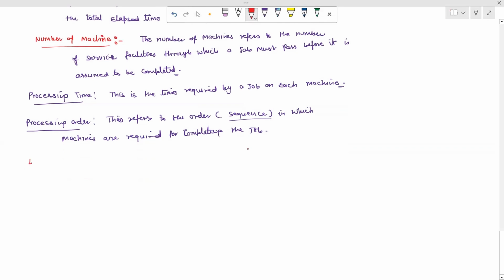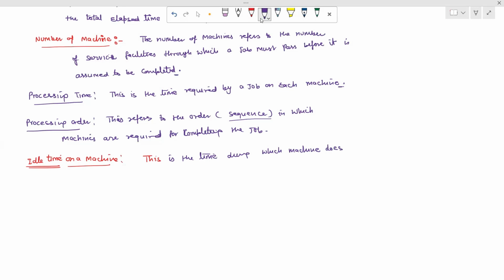Now next is idle time on a machine. Idle time on a machine is the time during which the machine does not have a job to process.